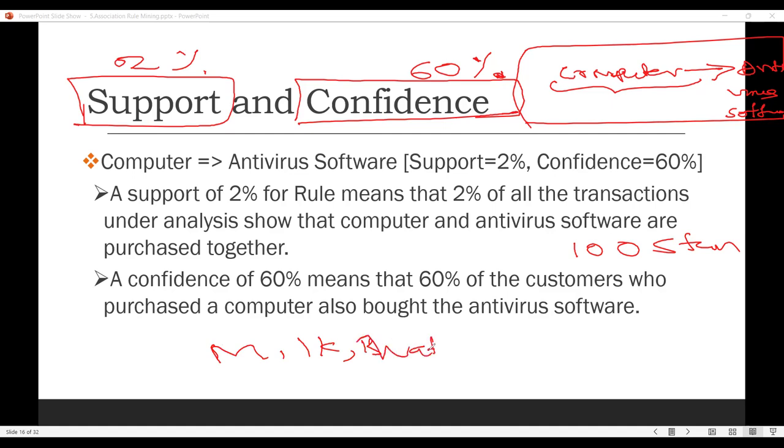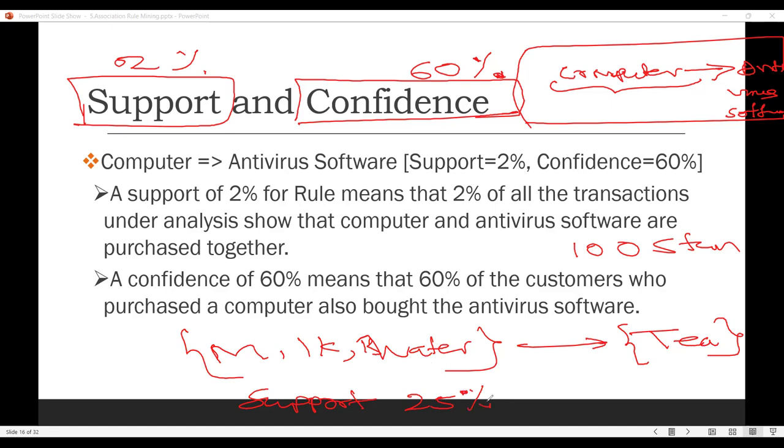Milk, water, right? Then implies tea, right? Now this is an association rule. X in here is a 2-item set, milk and water bottle. Y is only 1 item, tea, right? Now I am telling you the support is 25%. What do you mean by this support 25%?